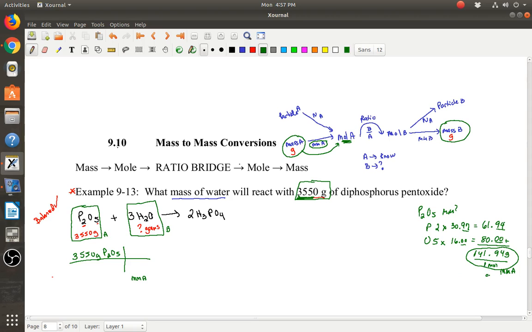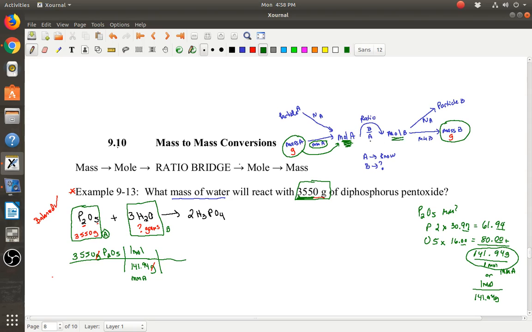So the conversion factor I'm going to use is not this one. I'm going to use 1 mole over 141.94 grams. So I put 1 mole on top over 141.94 grams. And now I can cancel out the grams and the grams. And I have moles of diphosphorus pentoxide. So I just got to here, moles of the first molecule. Molecule A, I know what it is.